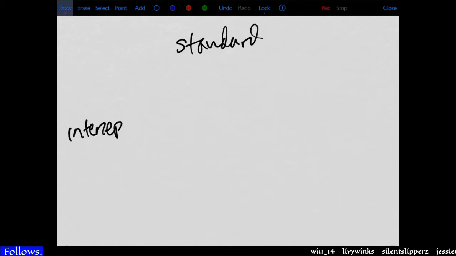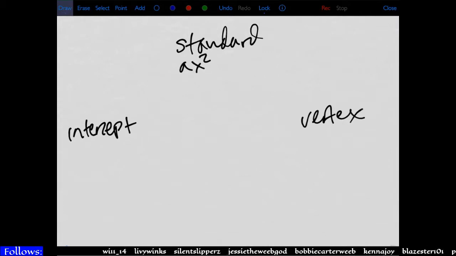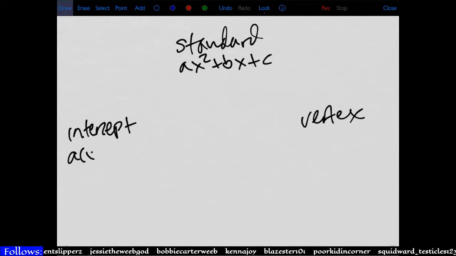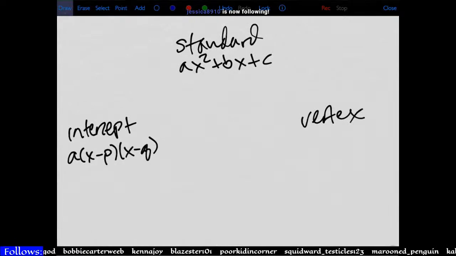So we got our three forms. We have standard form, intercept form, and vertex form for our quadratics. So real quick, all the general forms. ax squared plus bx plus c is standard. A times x minus p, x minus q is intercept.